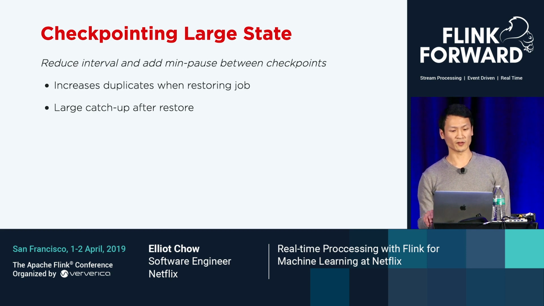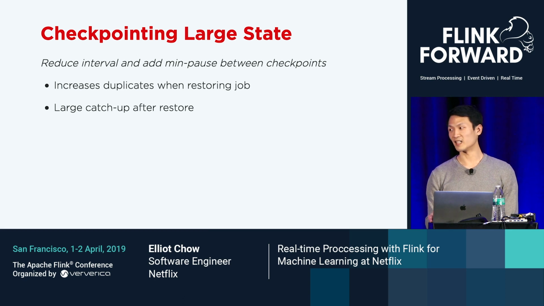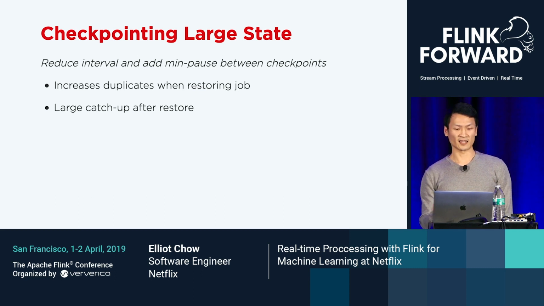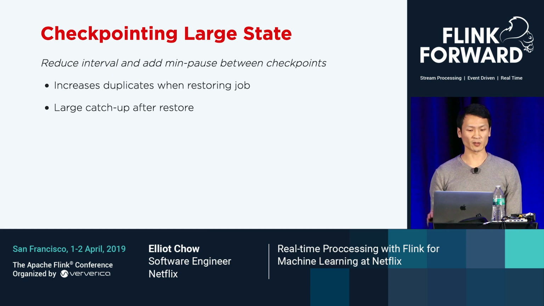So following the Flink documentation, we reduced the checkpointing interval, and we added min-pause between these checkpoints to make sure we allow for enough time to do actual processing rather than checkpointing. But there are a few downsides to doing this. Of course, if we need to restore a job, we have fewer checkpoints. So that means we increase the number of duplicates that we generate downstream. And since we're checkpointing at larger time intervals, we actually have more that we have to catch up after the restore.